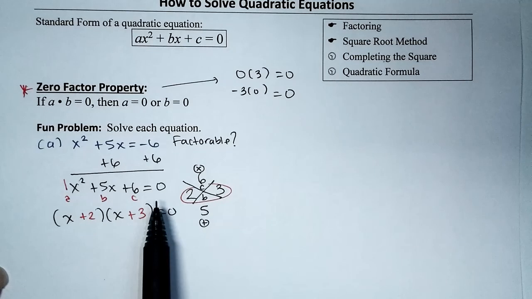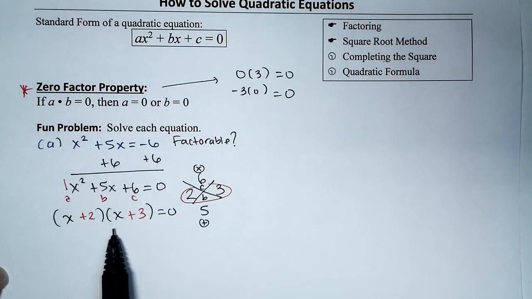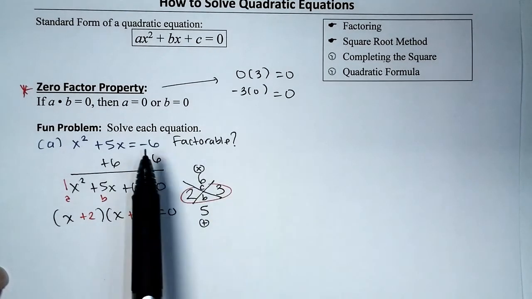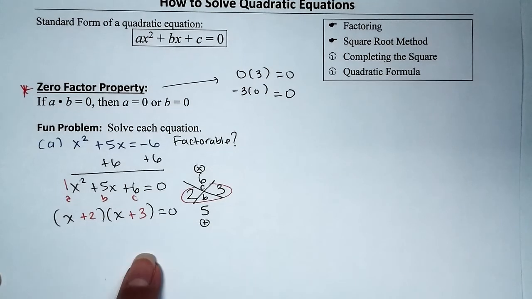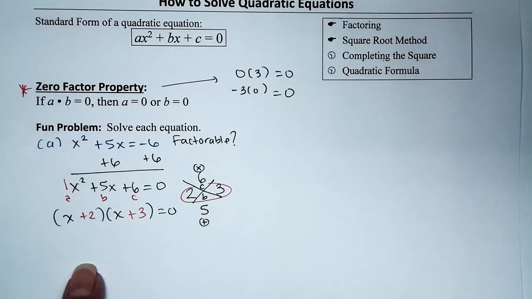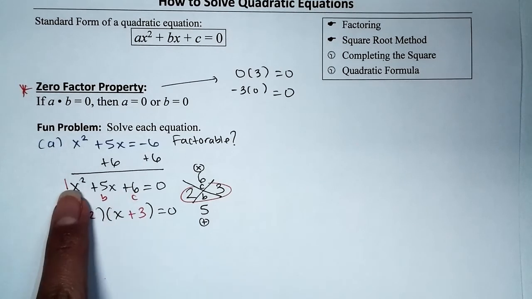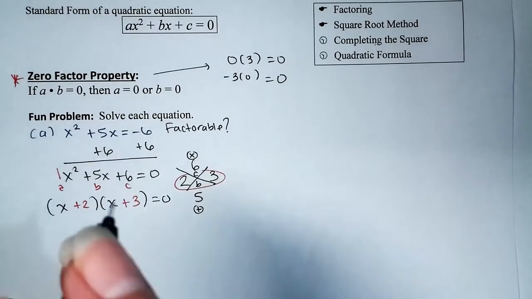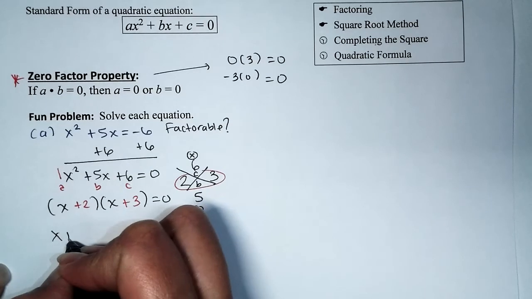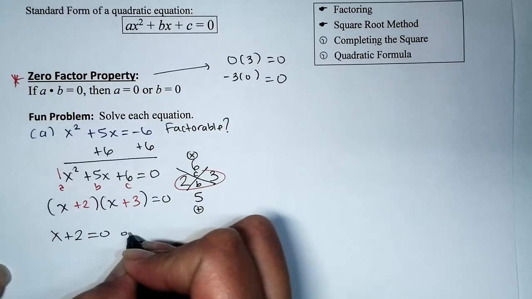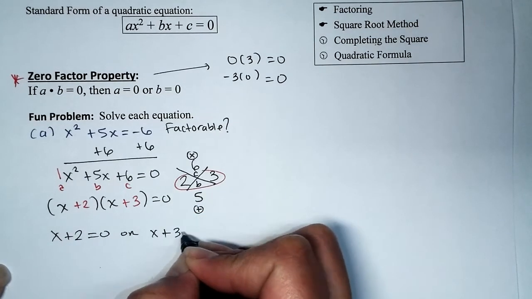So 1, set the equation equal to 0, factor completely, and then apply the zero factor property. So if a product equals 0, then there's no way around it. One of these factors has to equal 0. Either the first or second factor equals 0. So let's go ahead and write it out. Either the first factor equals 0 or the second factor equals 0.